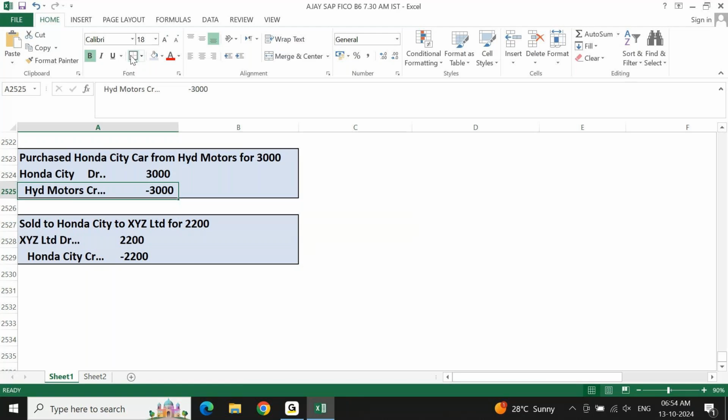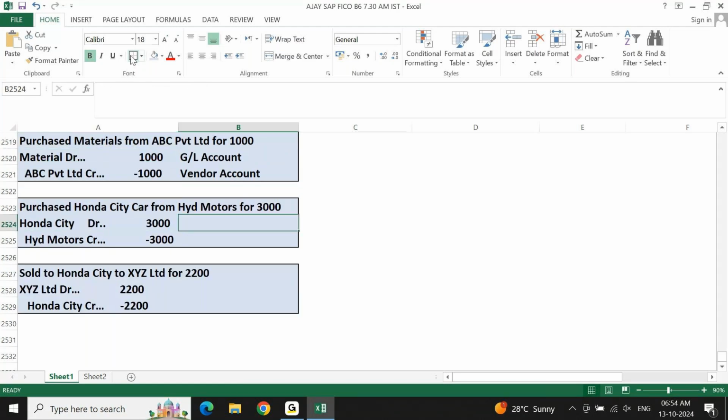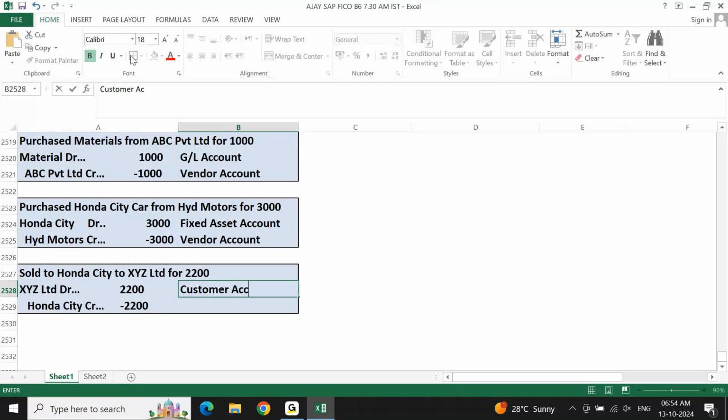The way whatever we have listed here, Honda City is which account? Asset GL account. This is a fixed asset account. Hyundai Hyderabad Motors, vendor account. XYZ Limited, customer, creditor. Honda City, fixed asset account. 1, 2, 3, 4, 5.